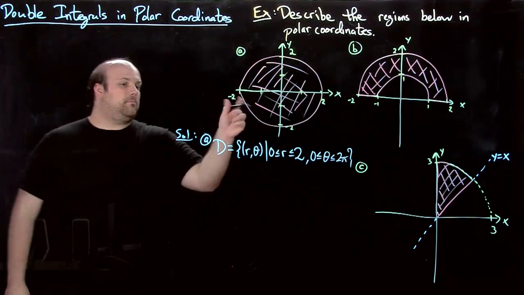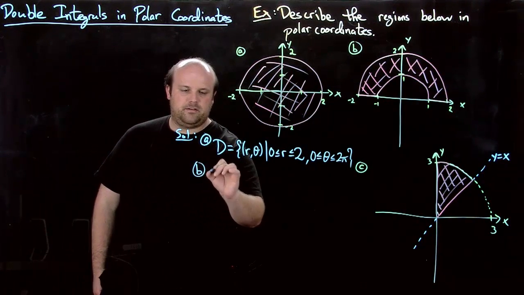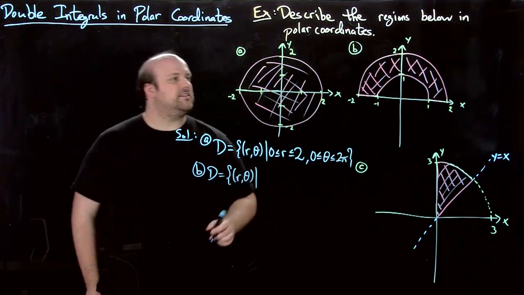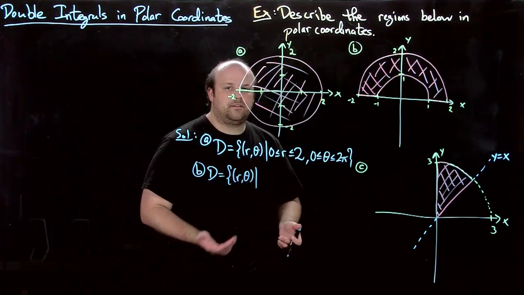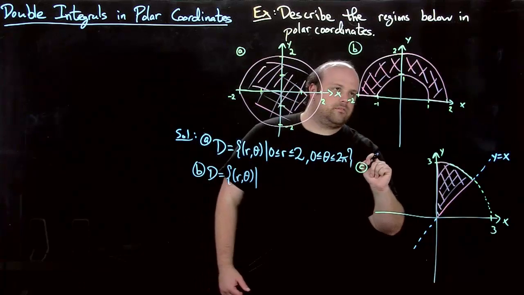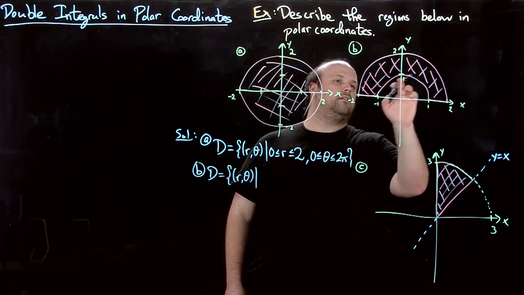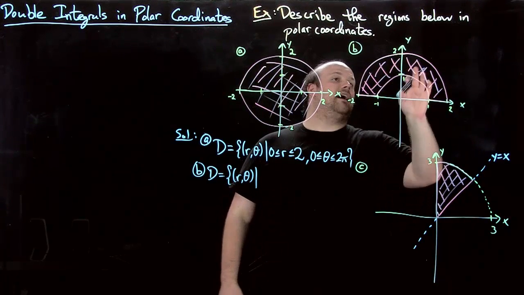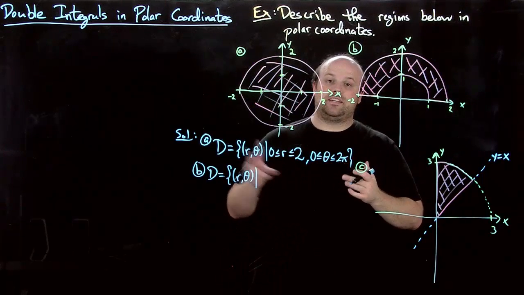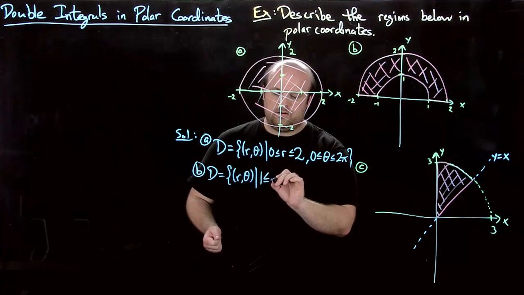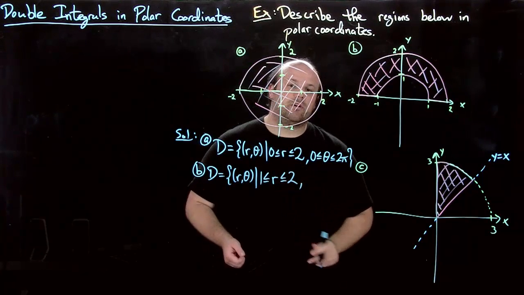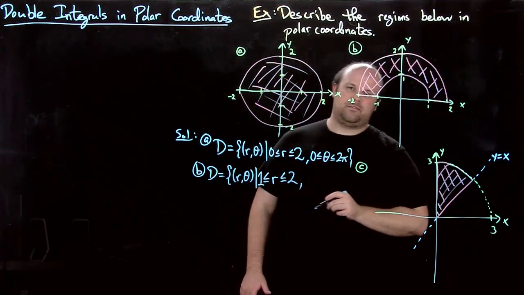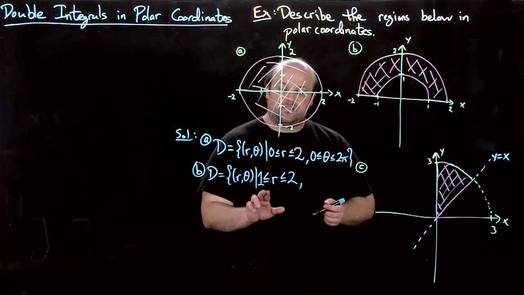Right? What about b? B's slightly more complicated. So d, this region, is the set of all r theta. But now, the set of all r theta here, where r can actually only get as small as this inside circle, which is of radius 1, and then it goes all the way out to the outside circle, which is radius 2. Right? So we have r is between 1 and 2 this time. Right? Let me put a little hat and base on that one so I distinguish it from this. Right? So r is between 1 and 2.